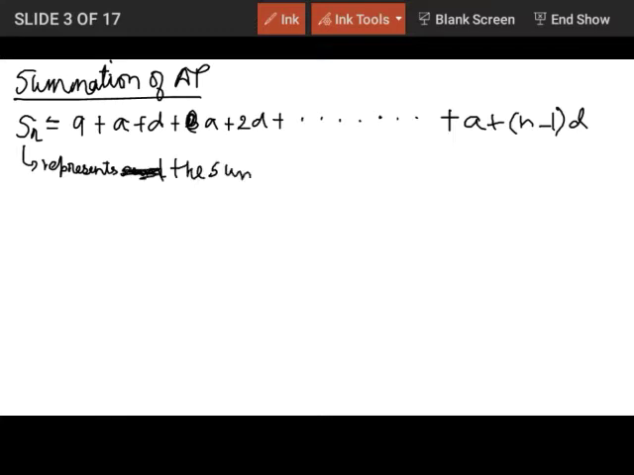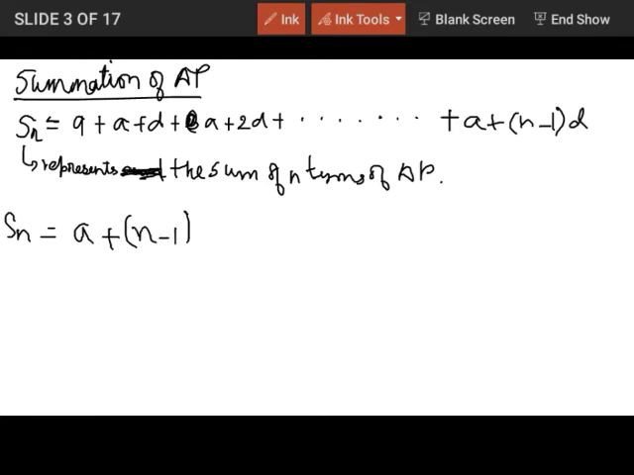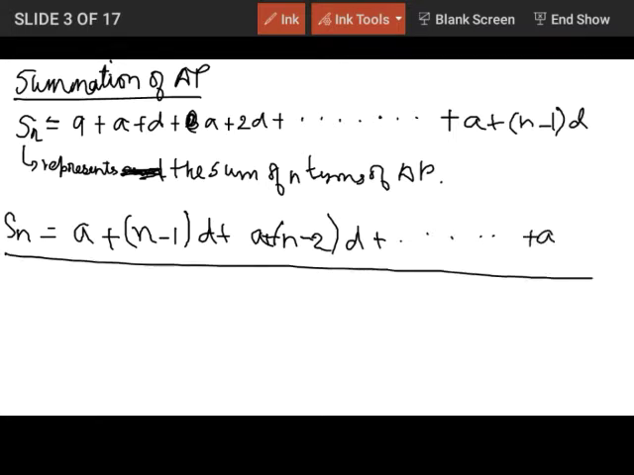The sum of n terms of AP, of this AP. Okay, so I consider a is the first term and d is the common difference. Now can I write this as this, and as well if I just do some rearranging, can I write it like this? Obviously, right?